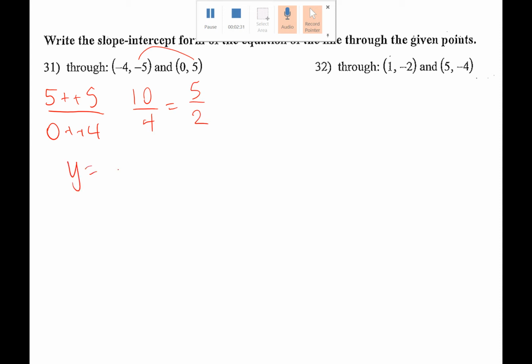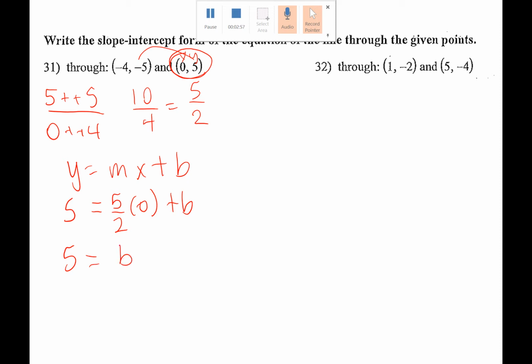And then I'm basically just going to use my slope-intercept form of y is equal to mx plus b and plug in my information. I know m is equal to 5 over 2. What I don't know is b, so what I'm going to do is take this point, 0, 5, and plug it in for x and y. I know x is 0 and y is 5. So 5 is equal to 5 halves times 0, that's 0, and then plus b would be b, so b is equal to 5. So my answer for 31, y is equal to 5 halves x plus 5.